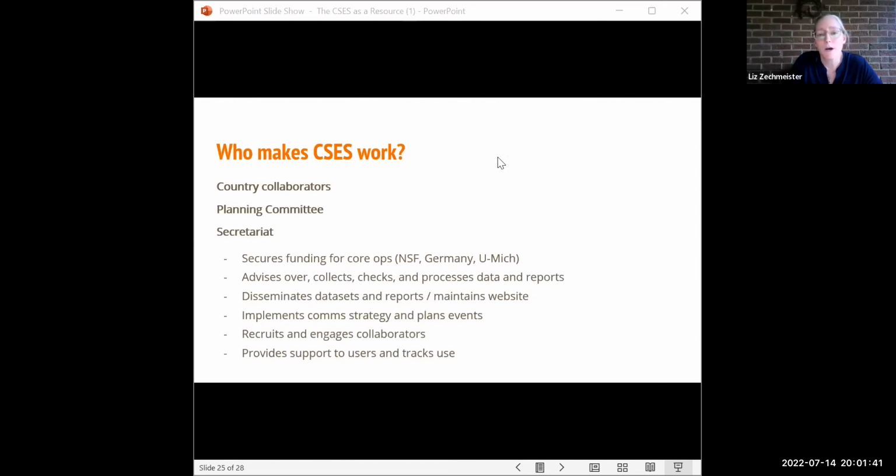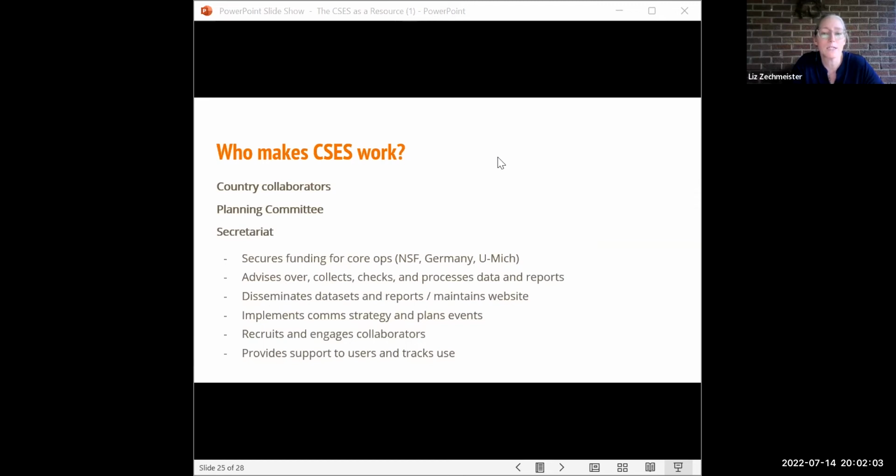This group of collaborators, the country collaborators, and then the members of the planning committee could not do their work without a foundational group that's holding everyone together. And this is the group that the project calls the Secretariat. And the Secretariat is located at the University of Michigan and in Germany at GESIS.